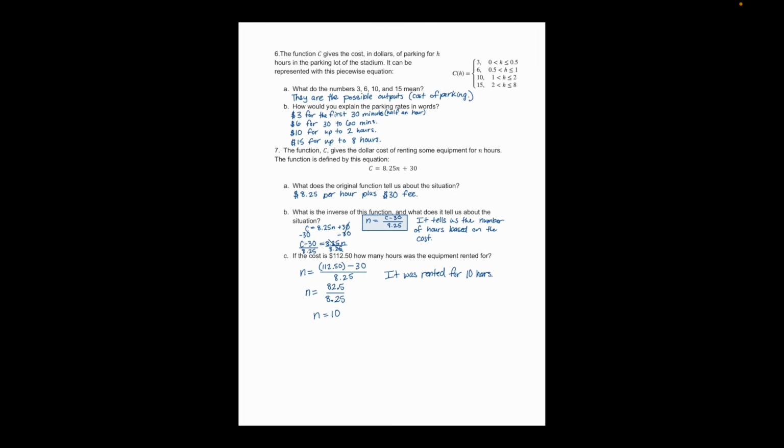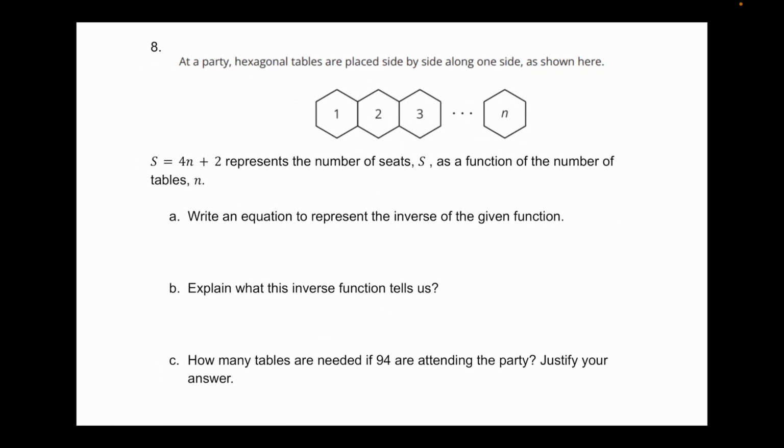And I think we still have a couple more questions, so I'm going to keep going over to the next page. Yes, we do. We have question 8 here. So we have at a party, hexagonal tables, basically tables in the shape of hexagons, which means 6 sides, placed side by side as shown here. If S equals 4n plus 2 represents the number of seats as a function of the number of tables, n, we want to write an equation to represent the inverse of the given function. So explain what the inverse function tells us and how many tables are needed if 94 are attending the party.